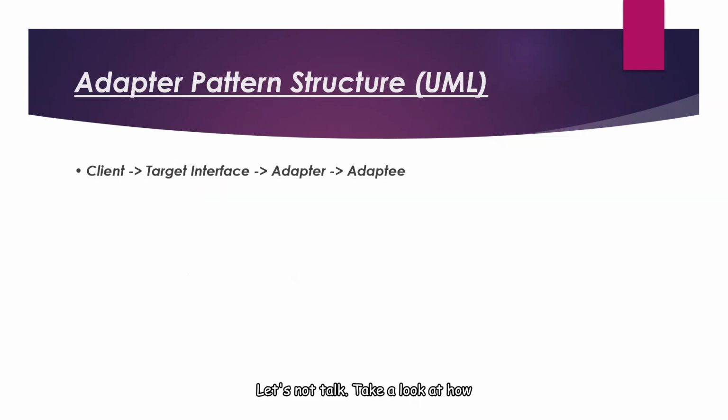Let's now take a look at how the adapter pattern works using a UML diagram. As you can see here, we have three key components. The client, which expects to interact with the target interface. The adapter, which implements the target interface and contains a reference to the adaptee class that has the incompatible interface. The adaptee is the existing class with an interface that the client needs to use but does not match the expected target interface. The adapter in this case converts calls from the client into calls that the adaptee can understand, enabling communication between the two.